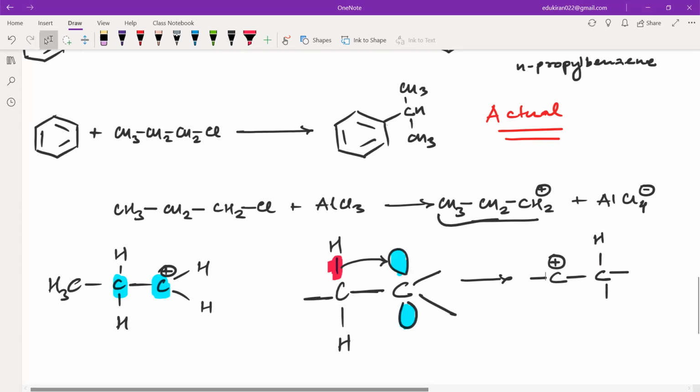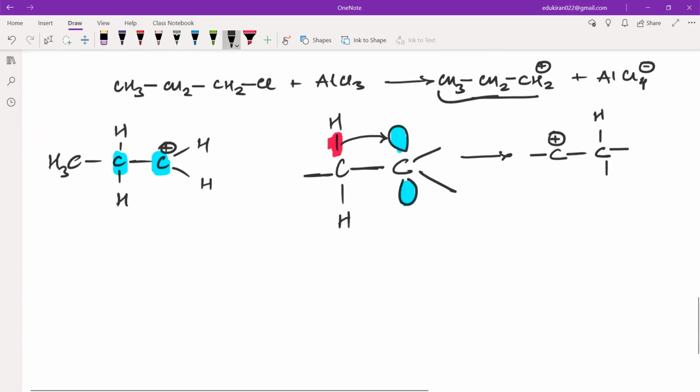Now this is a hydride shift, or you can understand it through hyperconjugation also. In hyperconjugation, you know what happens here: we shift the bond like this and we make the hyperconjugating structure, CH3 carbon. Now here we have a double bond.